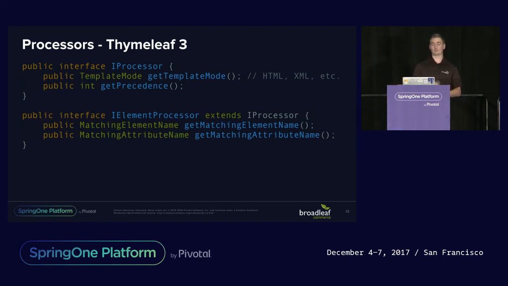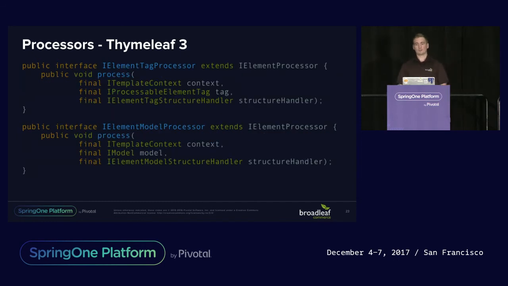And then you have the element processor. It's pretty much the basic, like I am processing an element tag. And this has a getMatchingElementName and attribute name. So you can set both of them, one of them, sort of. This pretty much determines if it's an attribute or it's the actual tag name that you're looking for. So you have the element tag processor.